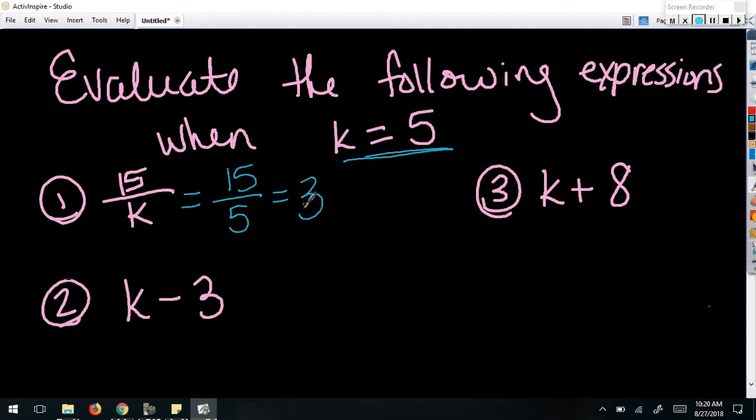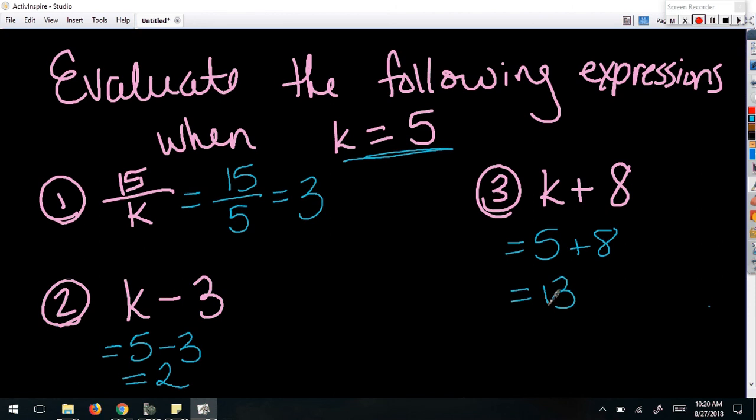Okay, good. Look at number 2. If we replace k with 5, we get 2. And then for number 3, if we replace the k with 5, 13. Good job, guys. How many of you got all 3 right? Yay! Give yourself a little pat on the back.